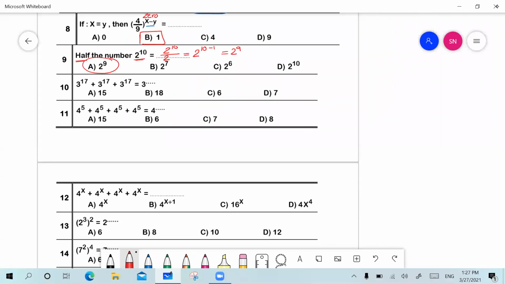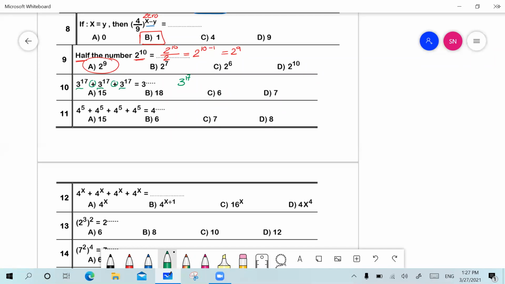Okay, number 10, 3 to the power of 17 plus 3 to the power of 17 plus 3 to the power of 17. This is equal to, Noor? I don't know. Wait. Now, 3 to the power of 17. Is it repeated by multiplication or addition? Addition. For how many times? 3. And what does repeated addition mean?